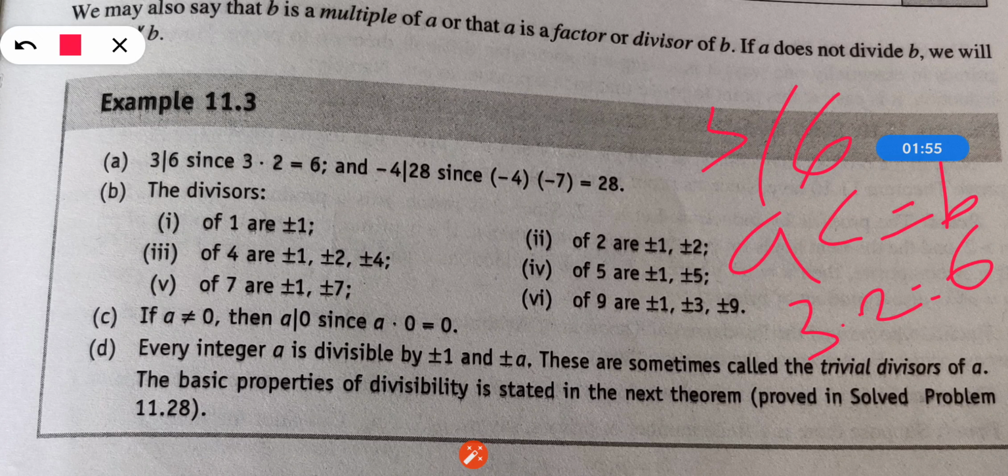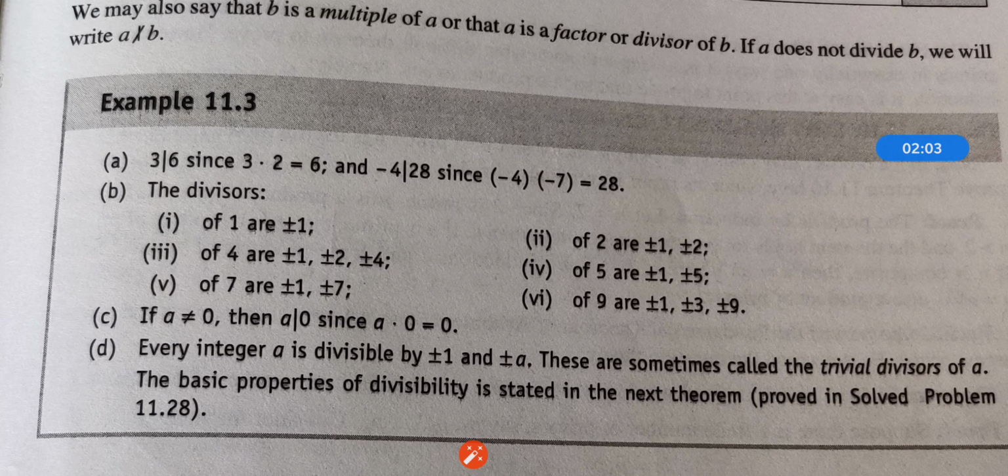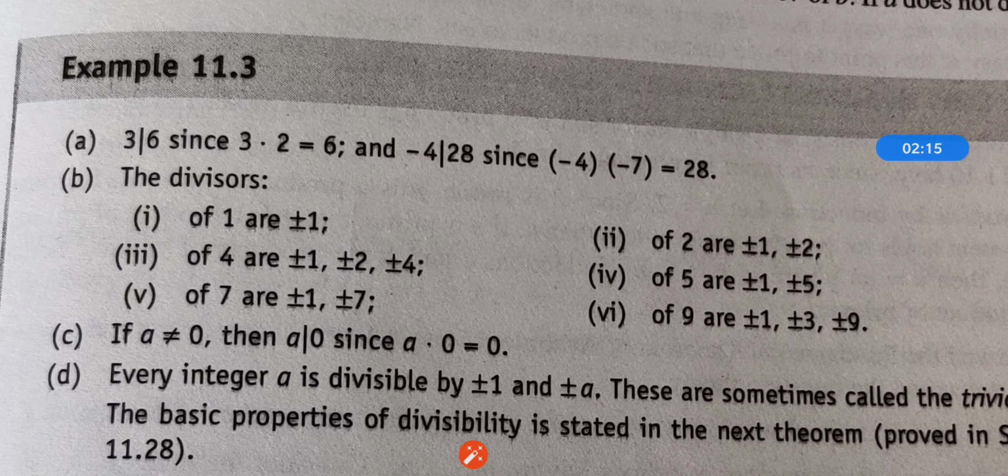So the common definitions are: the divisors of 1 are always plus minus 1. Keep in mind, whenever you are talking about divisors, the number can be positive as well as negative. The divisors of 2 are plus minus 1, plus minus 2. For 4, it will be plus minus 1, plus minus 2, plus minus 4. For 5, plus minus 1, plus minus 5. For 7, plus minus 1, plus minus 7.